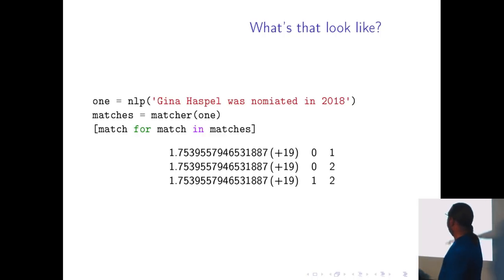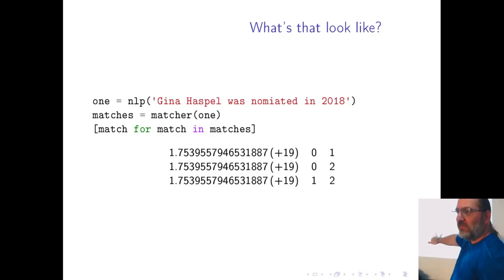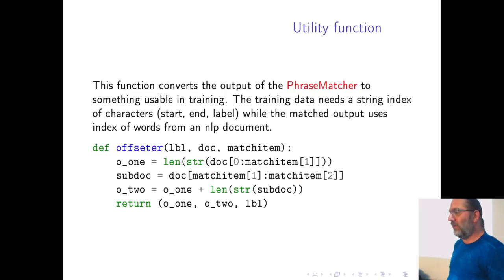Okay. Gina Haspel was nominated in 2008. We take that matcher, and if we look at the matches, this number here is the representation of the label that we've passed in. You don't have to worry about that. Just map that number to whatever label string you used. That's an arbitrary thing. The 0 and 1 is the word position in the document, not the string integer position. That's why we need the utility function here. Everybody remember that? Because this will easily mess you up. It frequently messes me up too, because you get the index back and you're like, oh, I have a string index, and it's not a string index. You have to convert it.